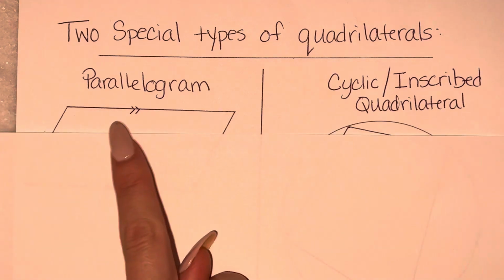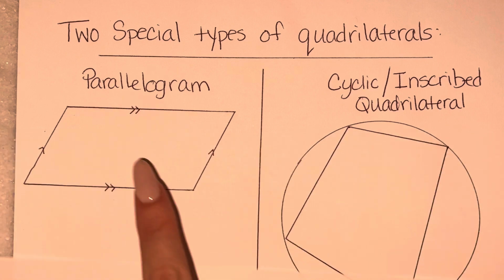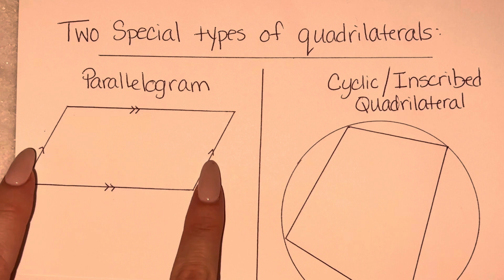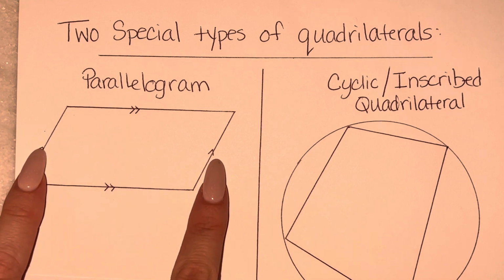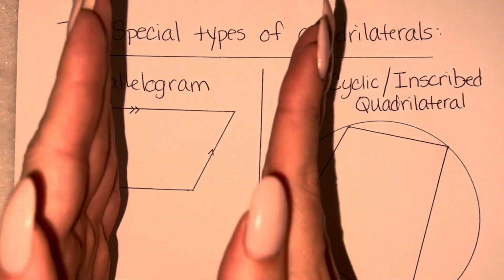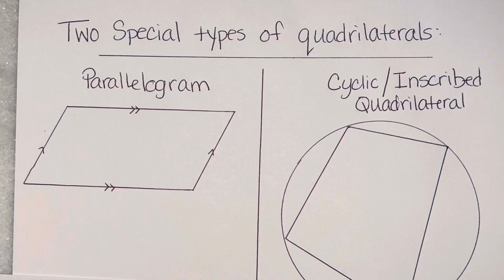And a parallelogram, you know, it has this word parallel in the name, which means the top and the bottom need to be parallel to each other, and the left and the right need to be parallel to each other. So these two are parallel and these two are parallel. Remember, parallel means that they are never going to intersect and they have the same slope.